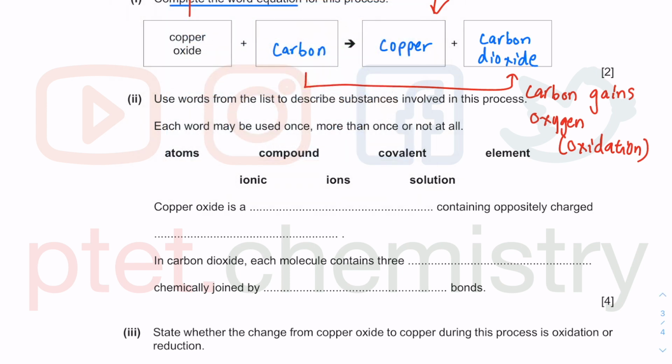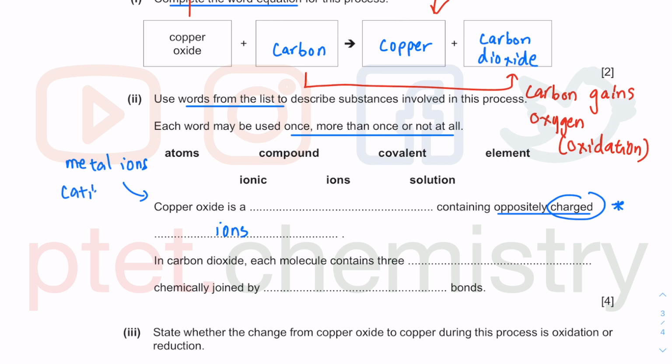Next time, we're using words from the list, where we can use it once, more than once, or not at all. So copper oxide is a something, and it contains oppositely charged species. So we're looking at ions, because what we have is the copper, which is the metal ions, which is going to be cations, which is going to be positive ions. So cations are basically positive ions that come from the metals. And we get the oxide, which is basically the anions, which let me just draw using a different color ink.